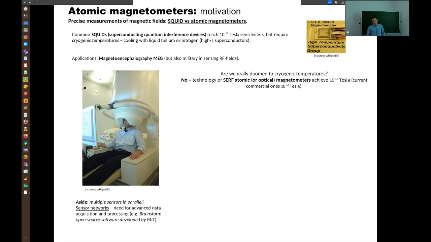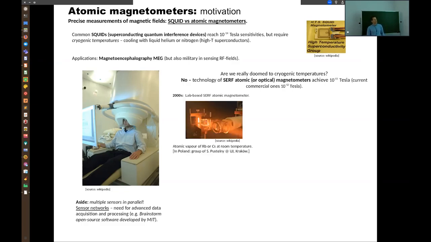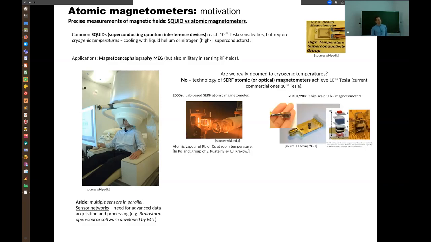But this is now why there's so much work into atomic magnetometers, because I've just told you they operate at room temperatures, right? And they reach similar kind of resolutions in terms of magnetic field. So let's say in the 2000s, this is how the atomic magnetometer looked like. In Poland, I would say that the person working on them is Szymon Pustelny at Jagiellonian University, who might collaborate. But nowadays, these are pictures from NIST. These things are already miniaturized to chip scale, no?